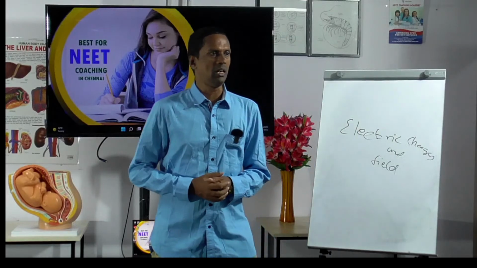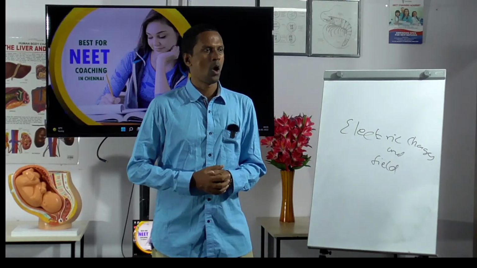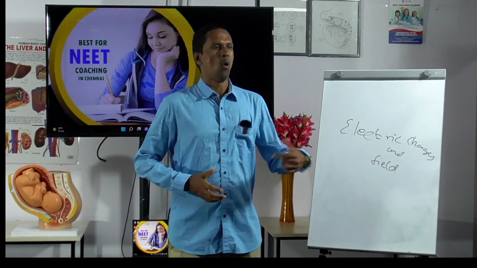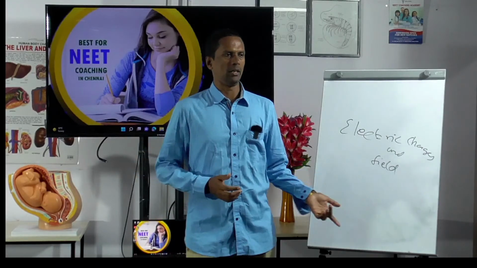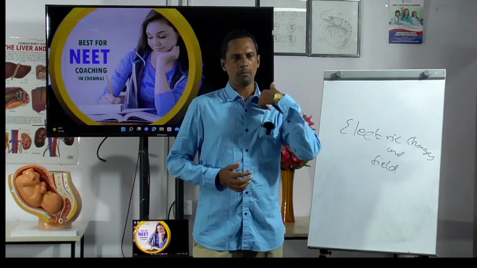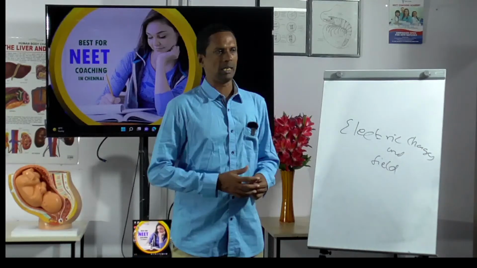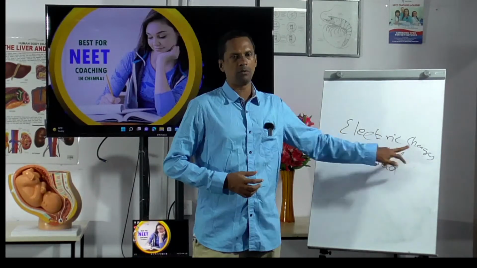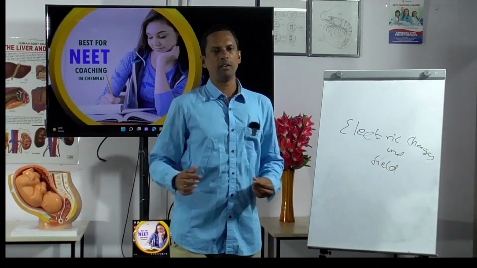So when we apply the voltage, what will happen automatically? The electric charge will move, and that will induce the electric field, so that will induce the current. That means V is directly proportional to I, or V is equal to IR. So R is equal to V by I, which is Ohm's law.